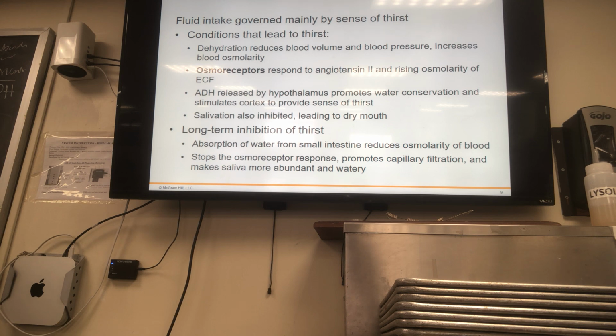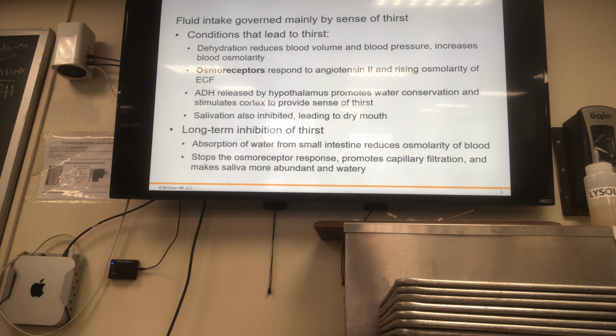So there are osmoreceptors that respond to angiotensin 2 and rising osmolarity of the extracellular fluid. These osmoreceptors are tasting how the osmolarity of your blood is increasing, and it will feed back and send a signal that causes the reabsorption of water through ADH. ADH is released by the hypothalamus and it promotes water conservation at the distal convoluted tubules and stimulates the cortex to provide the sense of thirst, to direct you to go and replenish water intake.